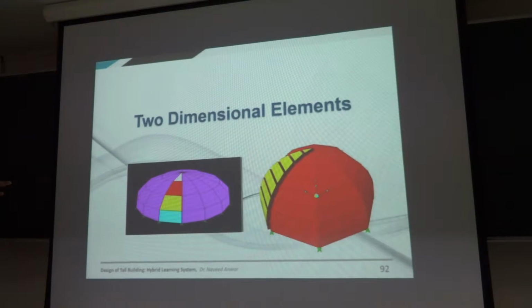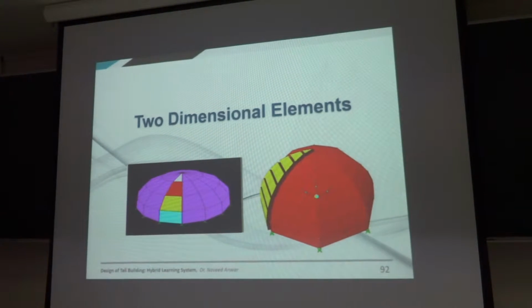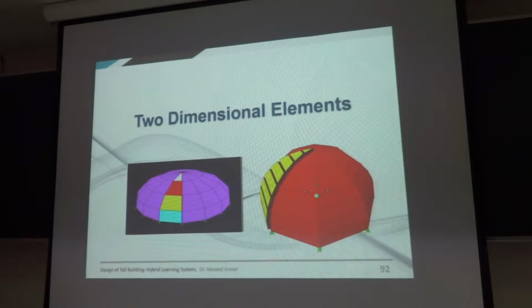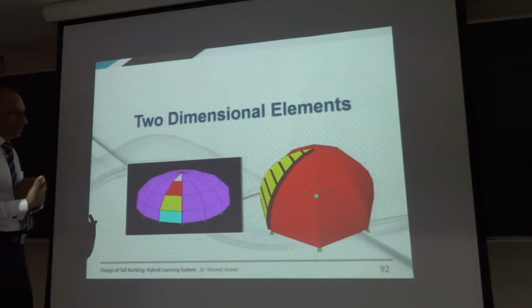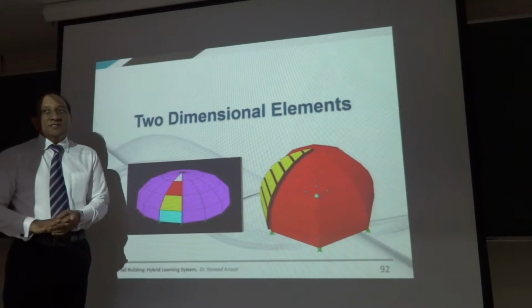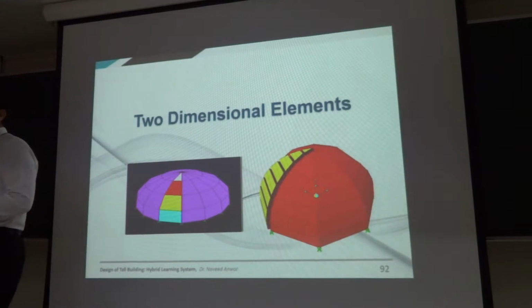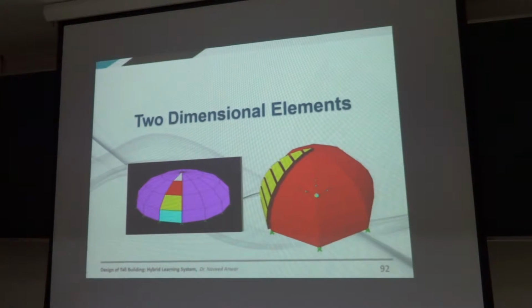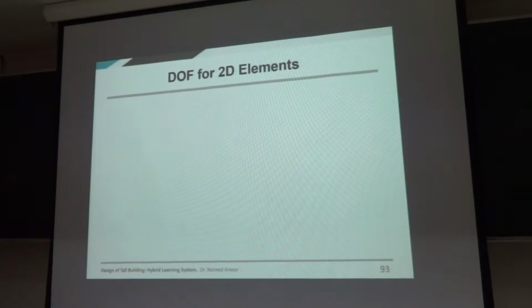2D elements become slightly closer, but not close enough. But for us, it's still okay as long as we understand the limitations of these 2D elements. So now we want to model the surfaces. First we want to model the lines, now we want to model the surfaces. And for that, two-dimensional elements will be used.